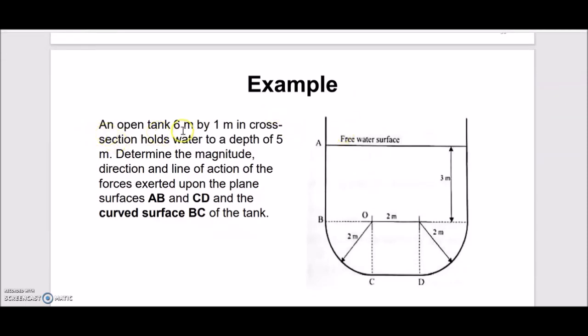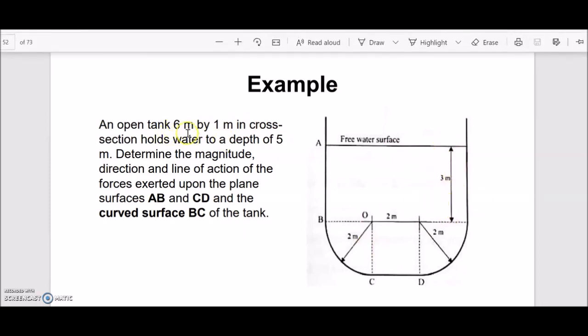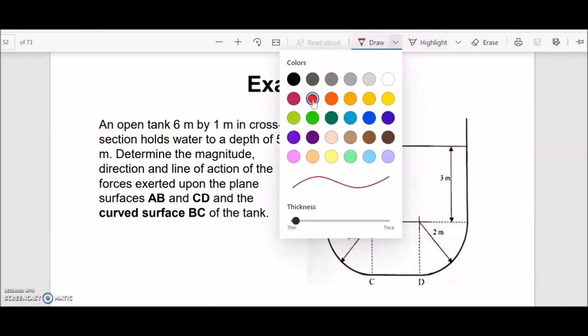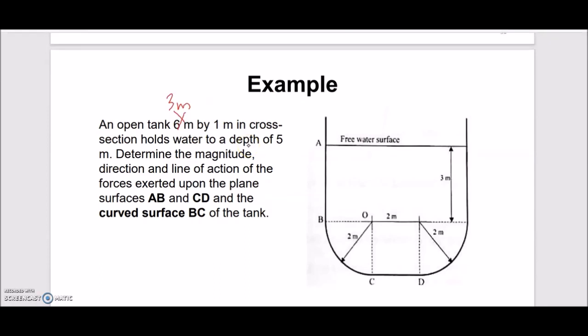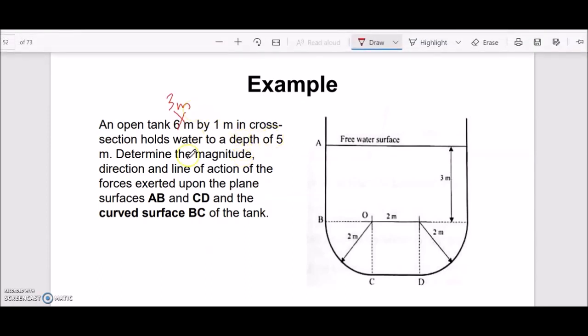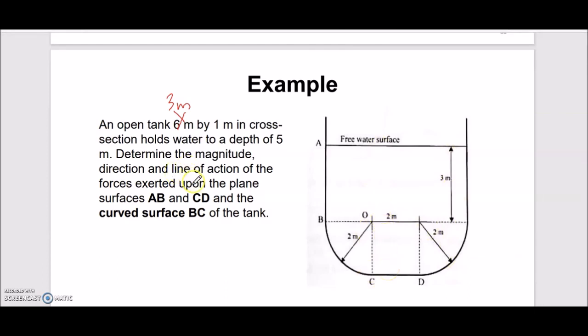An open tank 6 meter by 1 meter. By looking at this figure, we have 3 meter depth. This one is 3 by 1 meter in cross section, holding water to a depth of 5 meter. So we have water of 5 meter depth, which is 3 meter plus 2 meter. Determine the magnitude, direction, and line of action.